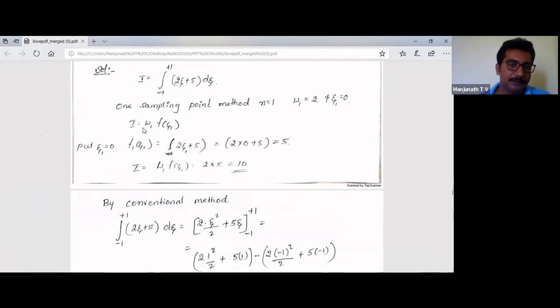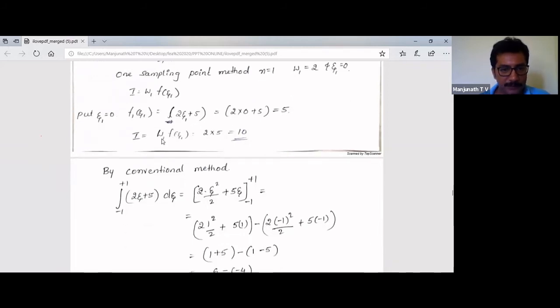Then I, for one sampling point, is w1 f of zeta1. Considering zeta1 equal to 0, the function f of zeta1 gives the value 5. Just substitute here: f of zeta is equal to 2 zeta plus 5. The zeta1 value is 0, so 2 into 0 plus 5 is only 5. Then I is equal to w1 into f of zeta1. The w1 value is 2, and f of zeta1 we have got as 5, so it gives 10.